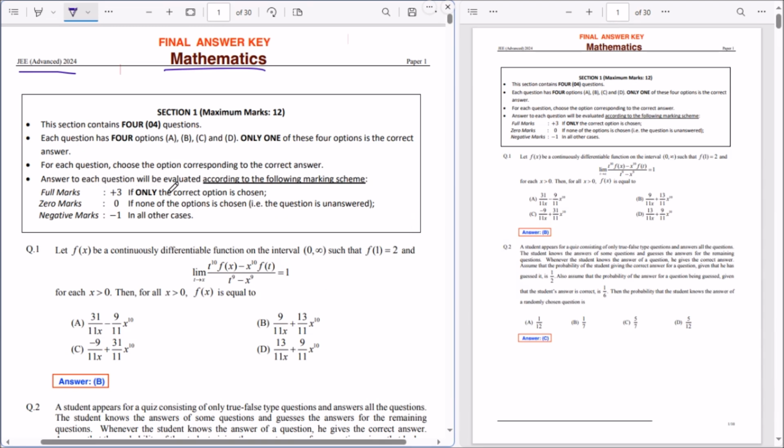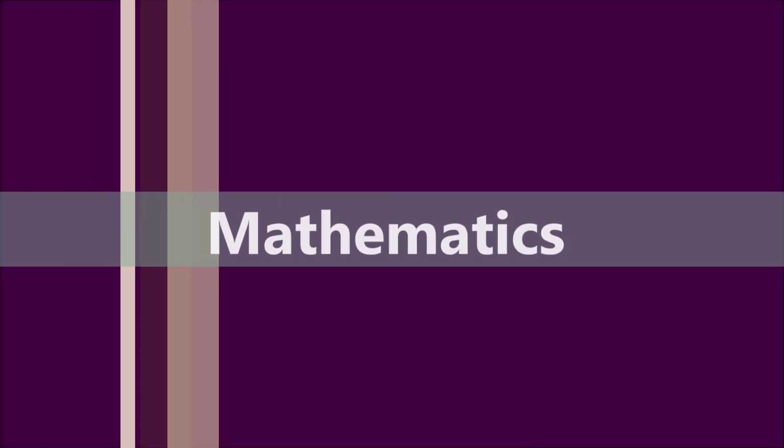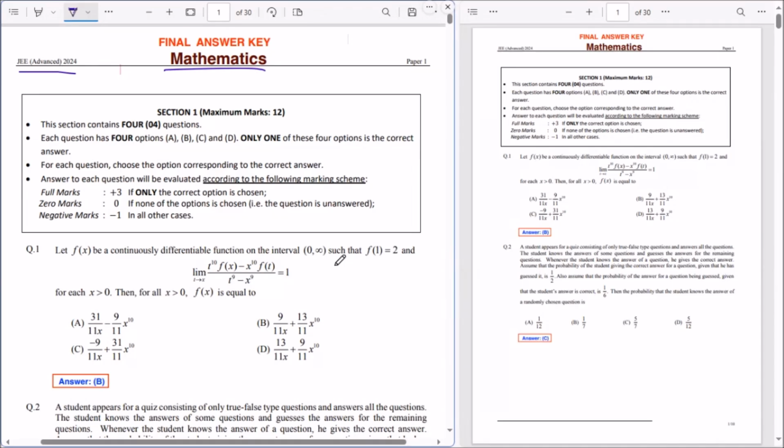Answer to each question will be evaluated according to the following pattern. Full marks allotted will be +3 if you answer correctly. You will not get any marks if you do not attempt these questions. And there will be a negative mark, that is -1, if you choose a wrong answer. Let us see the questions.